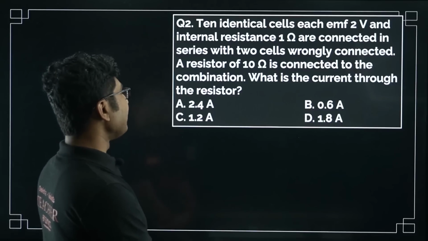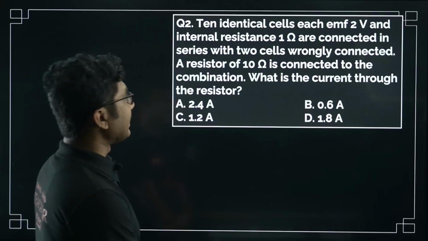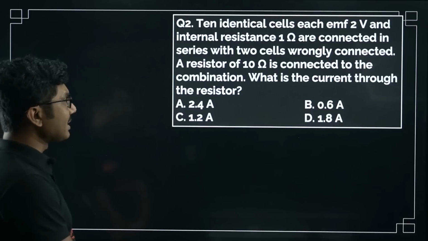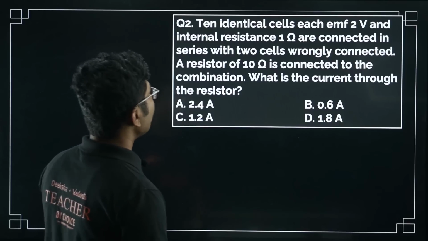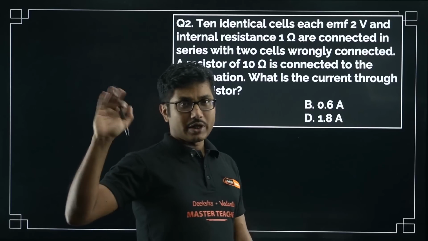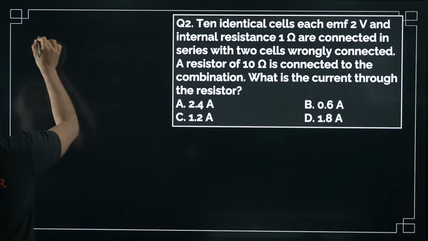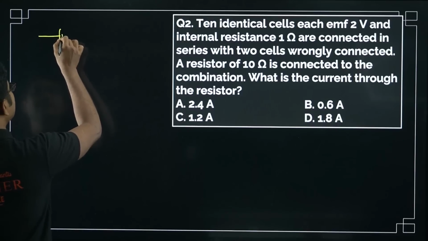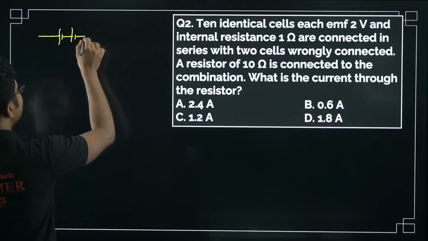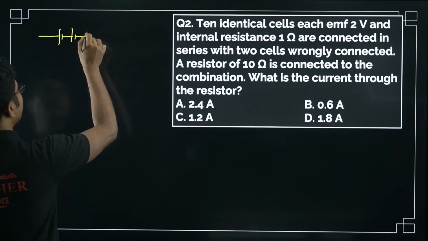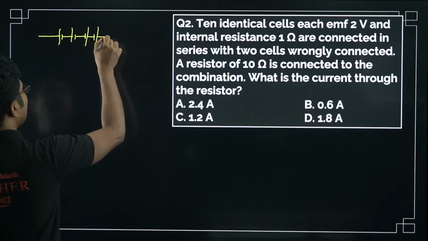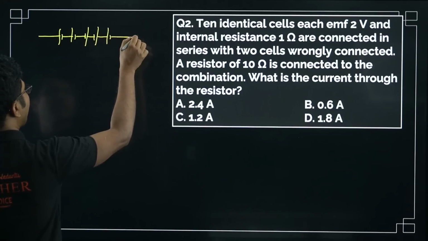Now next question: 10 identical cells, each of EMF 2 volts and internal resistance 1 ohm, are connected in series with 2 cells wrongly connected. A resistor of 10 ohm is connected to the combination. What is the current through the resistor? We have 10 cells connected in series, but in between, 2 cells are connected wrong. Wrongly connected means they are connected in the opposite polarity compared to the rest of the cells.